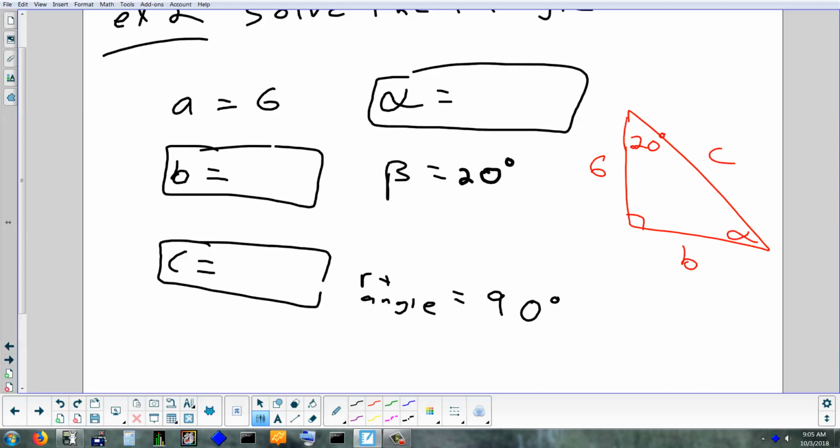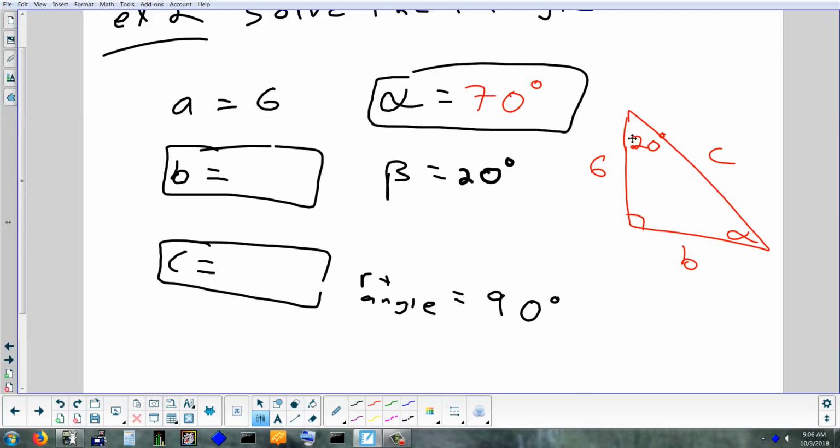All right, so you can find anything you want in any order you want, because we're never using something we find to find something else. So you've got to find all 3. I usually do alpha, the angle, first because it's the quickest one. It's going to be 70, because 70 plus 20 is 90, plus another 90 is 180. So there's your angle.